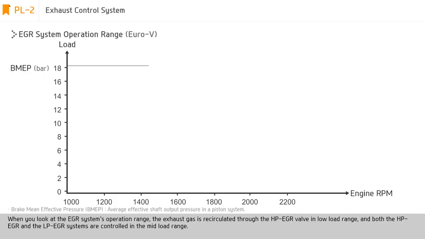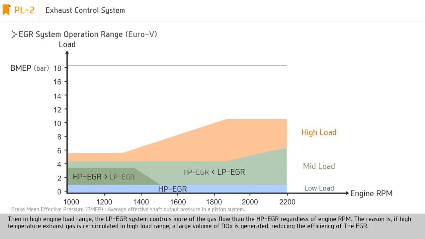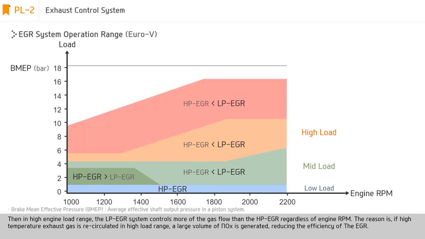When you look at the EGR system's operation range, the exhaust gas is recirculated through the HP EGR valve in low load range, and both the HP EGR and the LP EGR systems are controlled in the mid-load range. Then, in high engine load range, the LP EGR system controls more of the gas flow than the HP EGR, regardless of engine RPM.